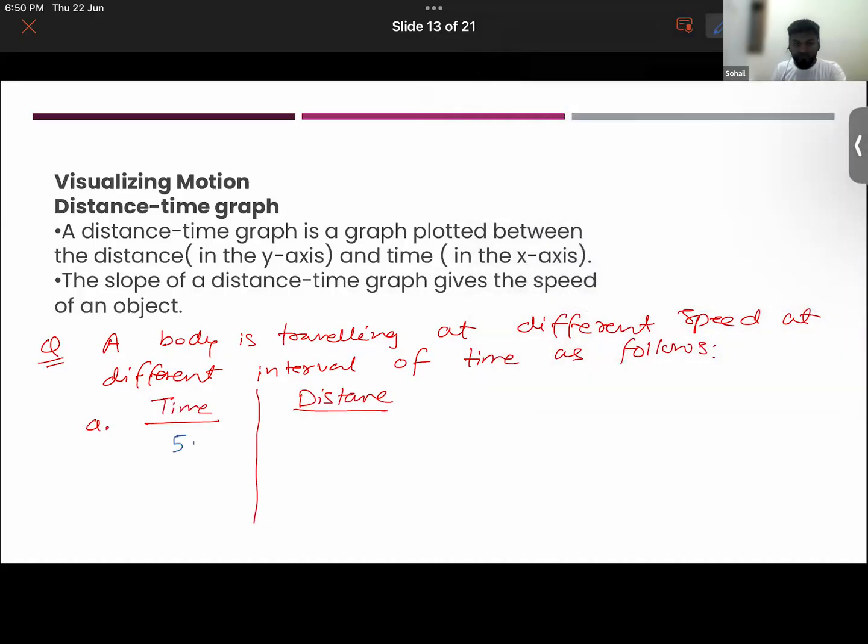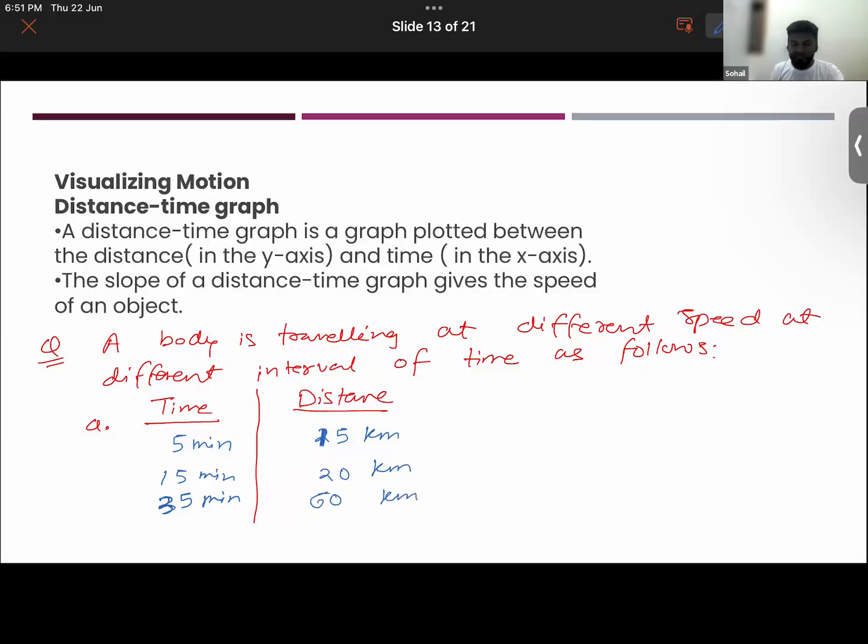Okay, for the first 5 minutes, the distance traveled was, let's say, 25 kilometers. Okay, let it be only 15 kilometers. Then for the next 15 minutes, the distance traveled was only 20 kilometers. Then for another 20, let's say, let it be 35 minutes, the distance traveled by the body was 60 kilometers.